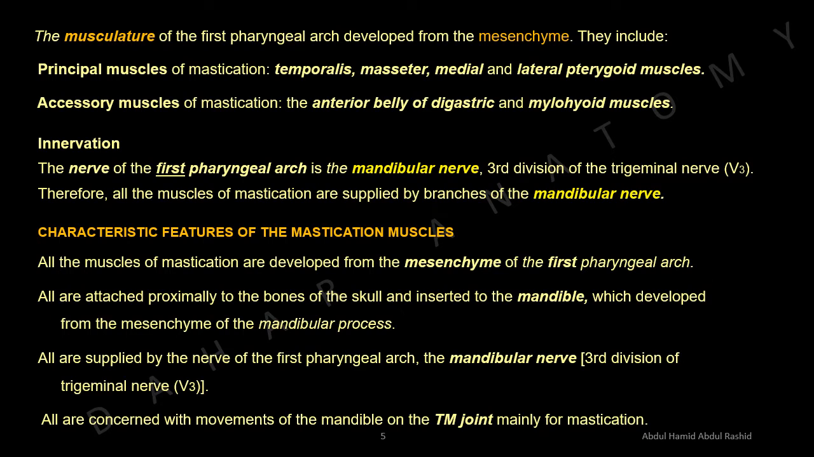All are attached proximally to the bones of the skull and inserted to the mandible, which develops from the mesenchyme of the mandibular process. All are supplied by the nerve of the first pharyngeal arch, the mandibular nerve, that is the third division of the trigeminal nerve. All are concerned with movements of the mandible on the TM joint, temporomandibular joint, mainly for mastication.